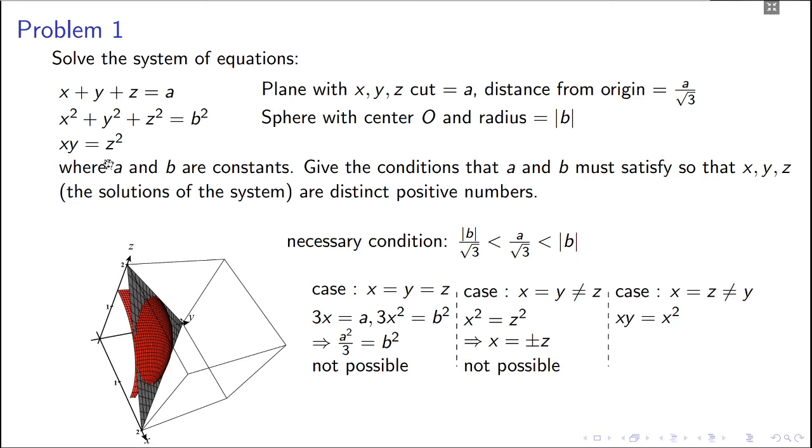So you get xy equal to x square, and that gives you the solution x equal to 0 or x equal to y. x equal to 0 we don't need because we need it positive, and of course if x equal to y, then all are equal, so that's not possible.